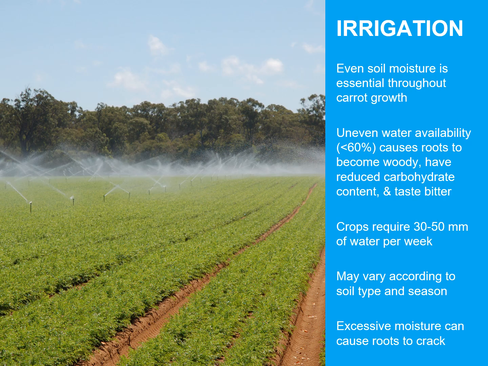Roots also typically have reduced carbohydrate content under low water availability, and they can start to taste bitter as well. So the plants get stressed and they start producing compounds which have an undesirable taste and flavour. Generally crops require about 30 to 50 millimeters of water per week. This may vary according to soil type, so a sandy soil may need irrigating a bit more than this and a bit more frequently.